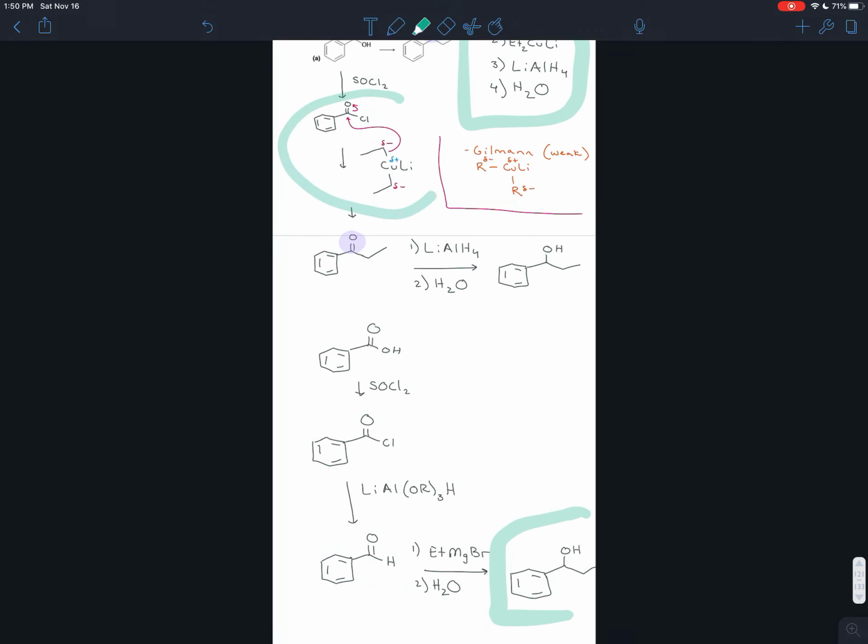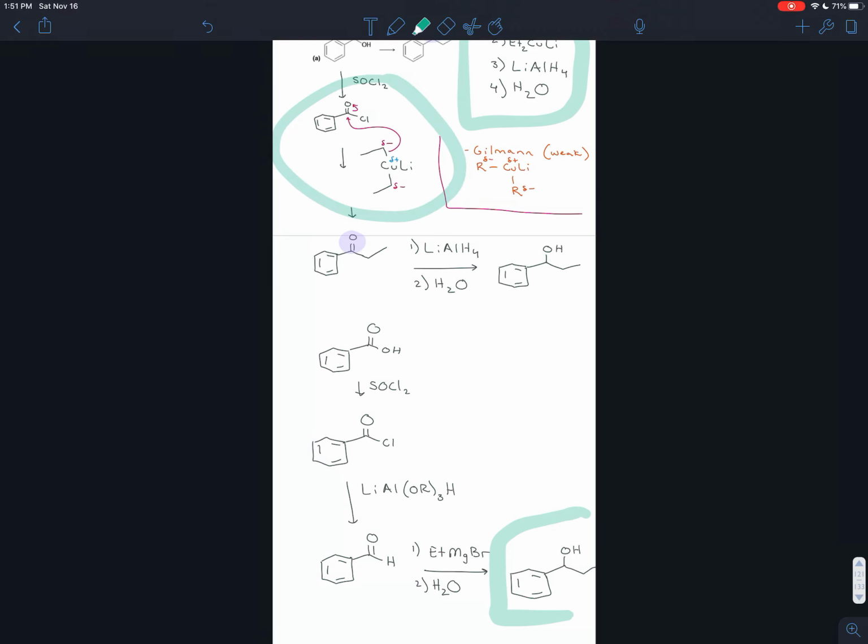We used a weak electrophile first because we only wanted one equivalent to add. The weak carbon nucleophile was the Gilman reagent. The weak hydrogen nucleophile is the lithium aluminum trialkoxy hydride. And after that, we could use any type of nucleophile we want.